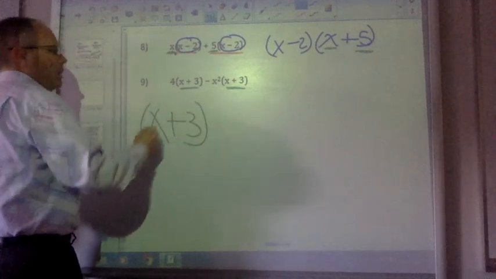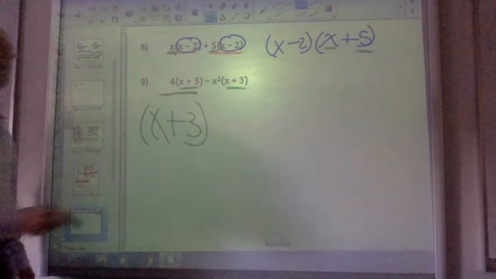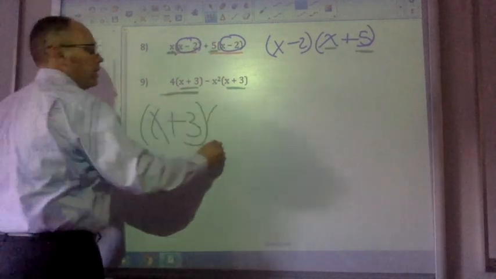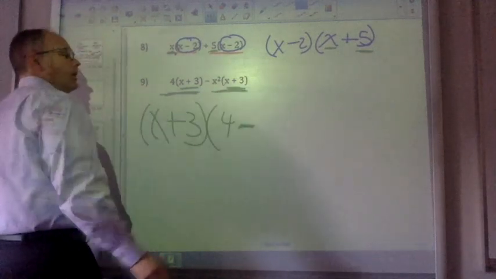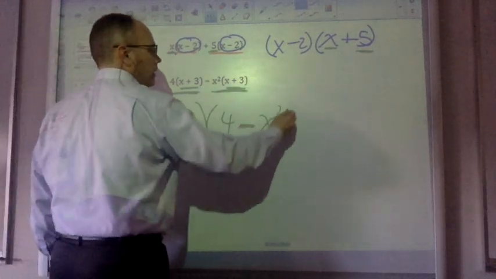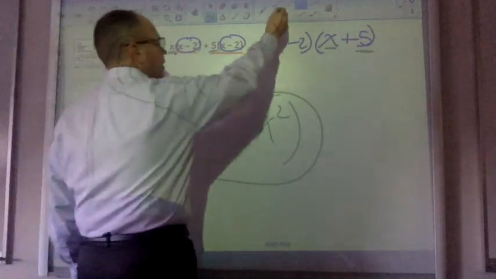x plus 3. What do I have left on this if I took an x plus 3 out? 4. The minus sign comes down. What do I have left here? x squared. There's your answer.